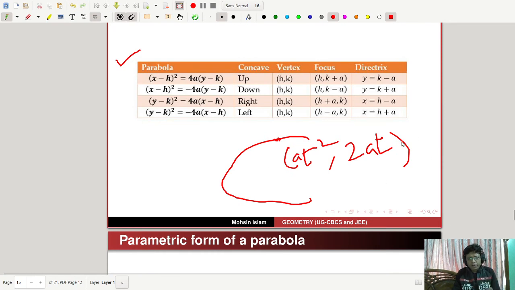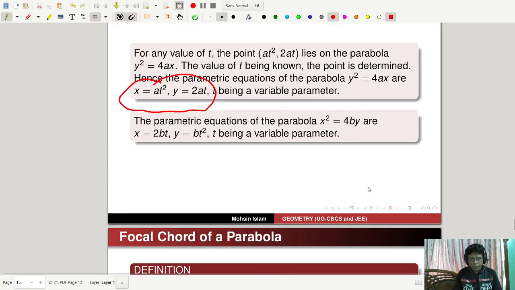So what is the advantage of taking this parametric form? If you take (x1, y1), you are taking two unknowns, x1 and y1. But if you take the parameter, there is only one unknown, that is t. So there is more advantage in taking the parametric form. If your form is x squared equals 4by, you can take the parametric form also in this form.